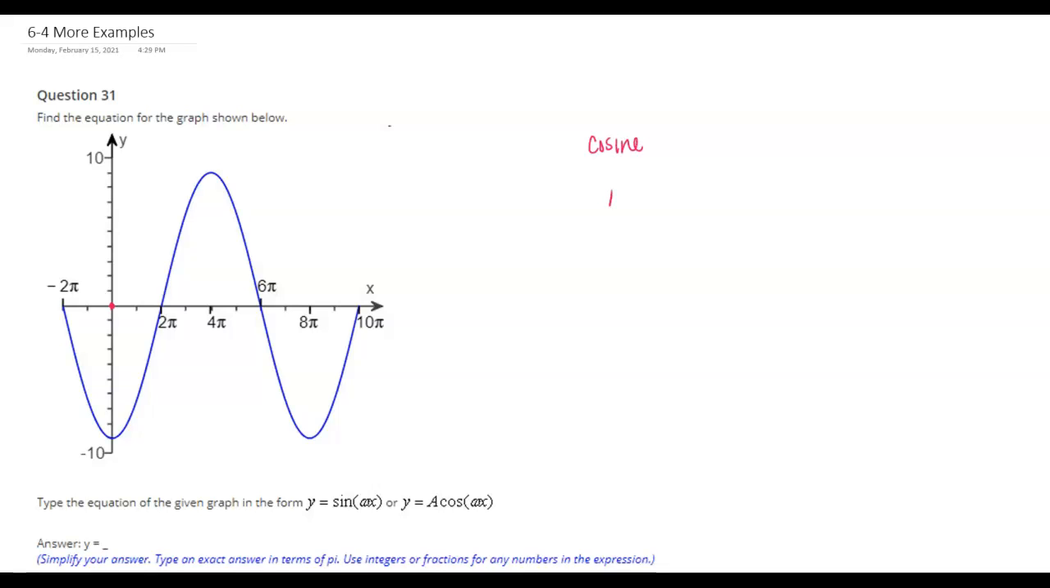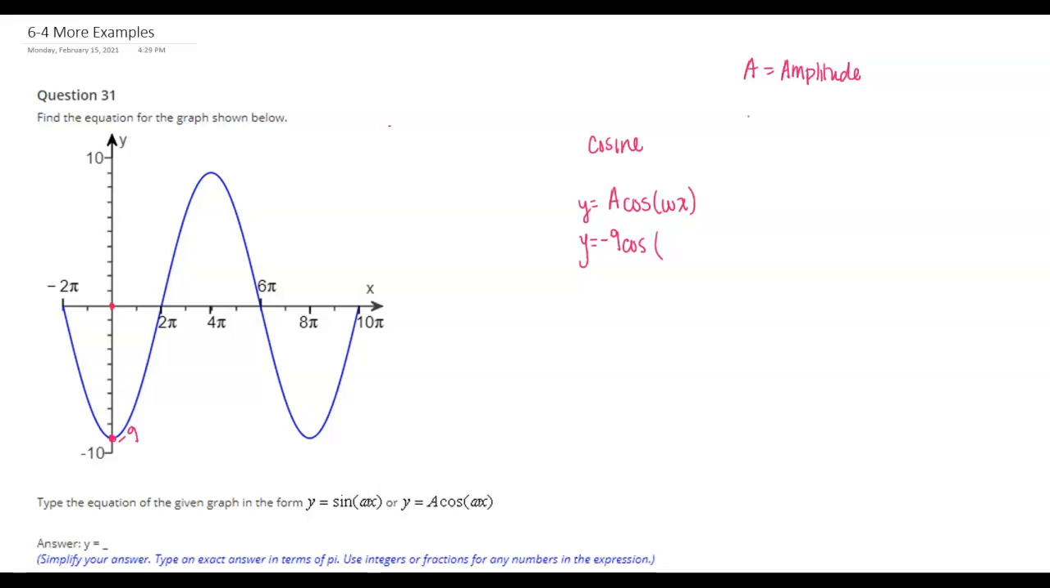All right, so now we have a cosine omega x. A is our amplitude. And so amplitude measures the height of our overall graph. A normal cosine function has a height of 1. Well, right now, we have a height of -9. So that's going to tell me y equals -9 cosine, right?